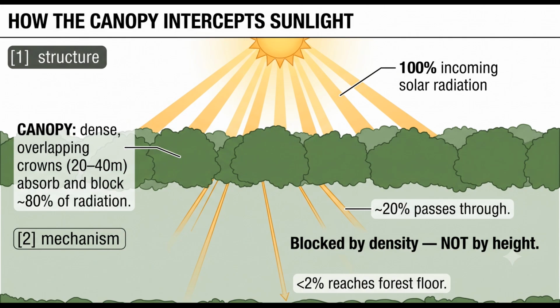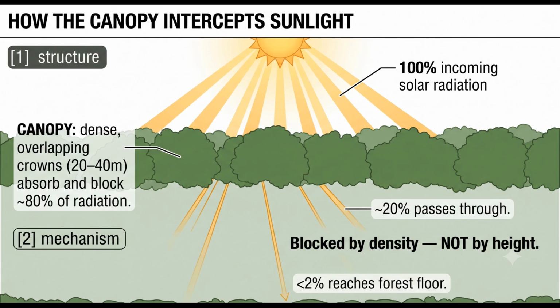Structure: the canopy is formed by the dense, overlapping crowns of the tallest trees at 20 to 40 meters. These crowns do not leave gaps. They grow toward each other until they form a near-continuous ceiling of leaves and branches across the entire forest. Think of it less like individual trees and more like a single enormous surface.